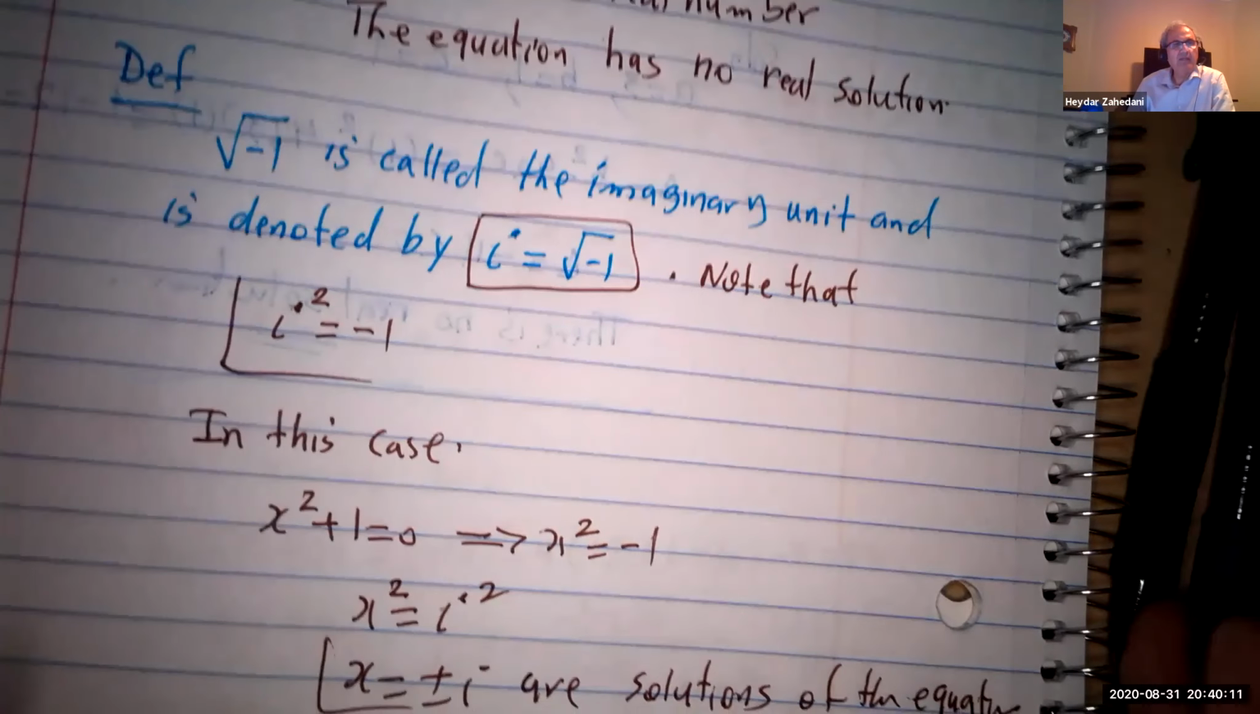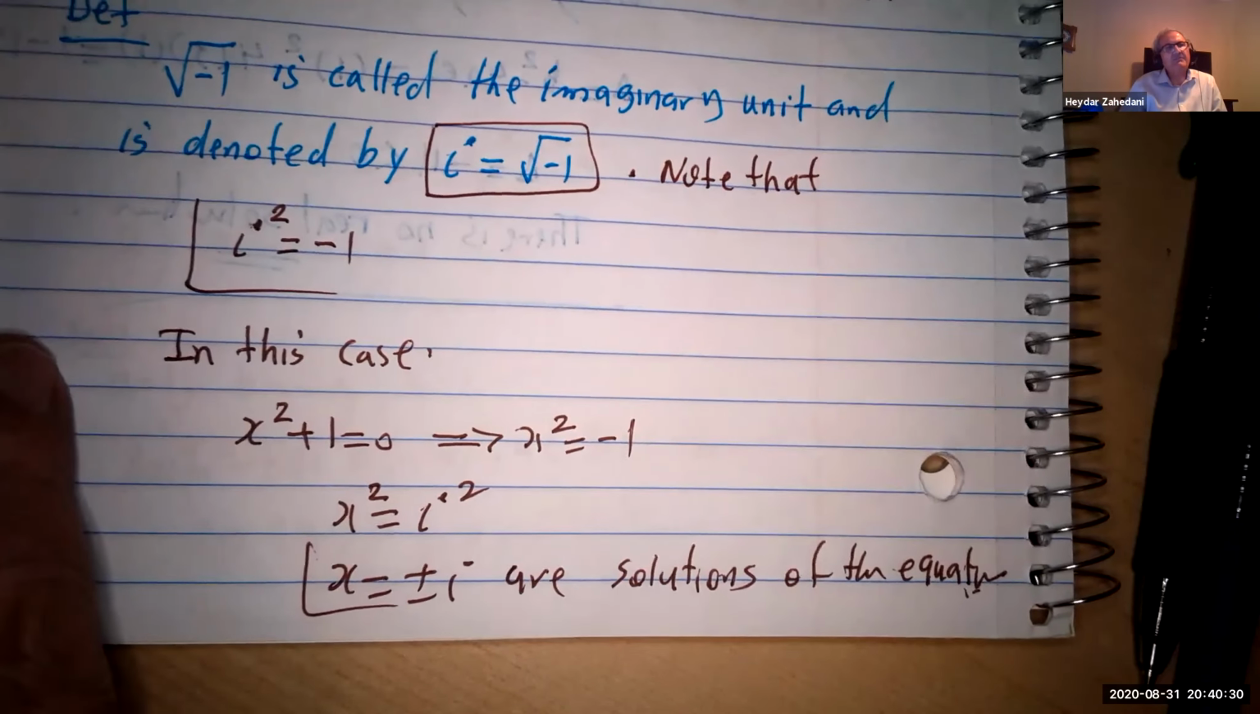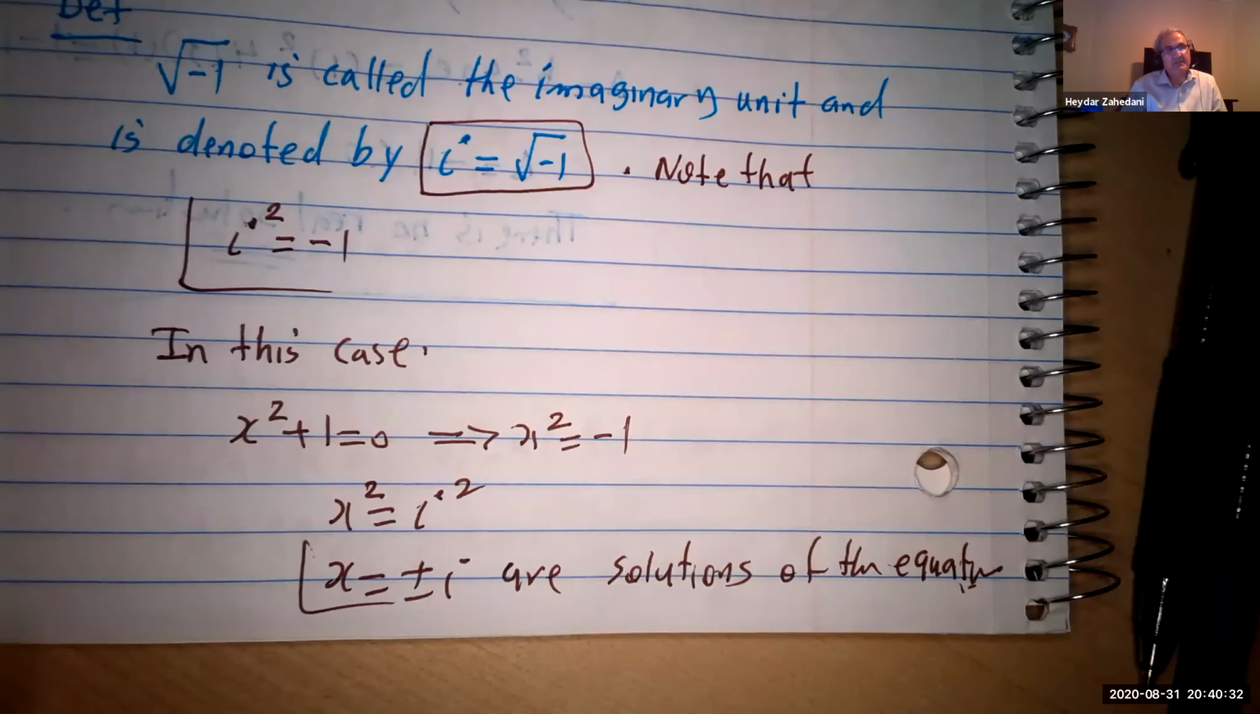You see, we did solve it. We find the solutions, but the solutions are different. But this is algebra. The idea was solving the equation at any price, if you like. At any price means you need this type of numbers. So that's a motivation. There are different ways to introduce complex numbers.